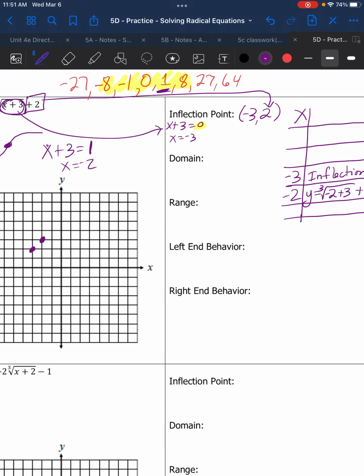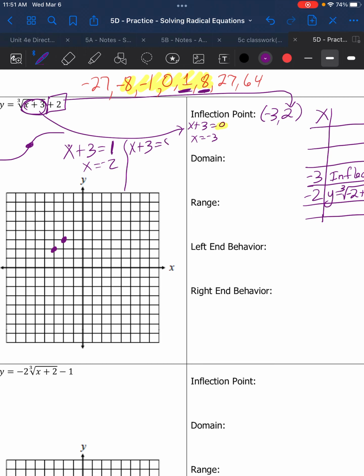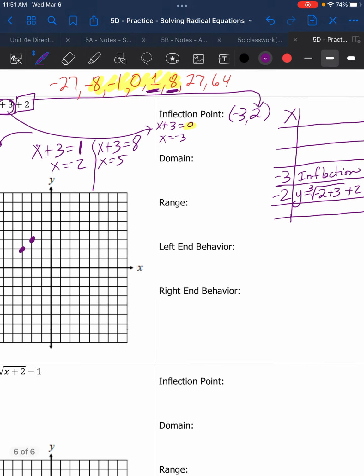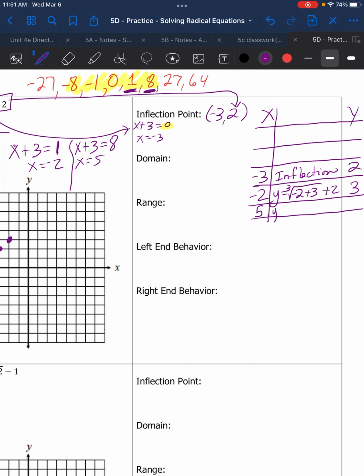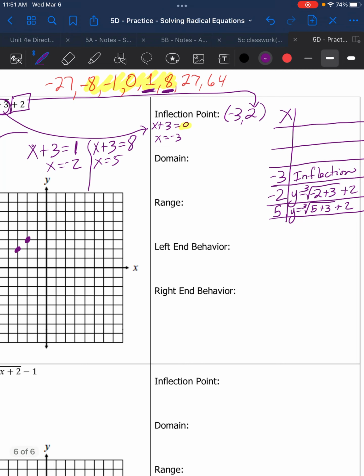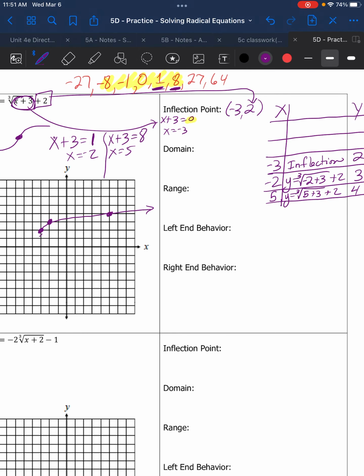And then on the other side, so that's 1. I can just keep going. 8, so it'd be what number plus 3, so that's the radicand, and it's going to equal 8, and that would be 5. So when I substitute 5 in, what's going to happen? Cube root of 5 plus 3, there's my 8. That's awesome. Cube root of 8 is 2, plus 2 is 4. So I also have the point 5, 4. Okay, so that's the top part of this graph. It's going to look like that.